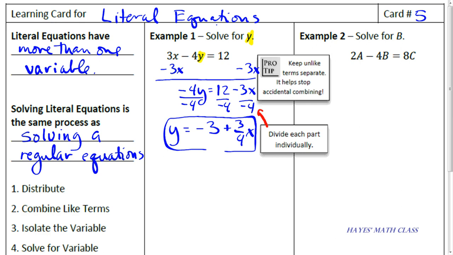Now, for example, number 2, same idea. We're solving for b. Now, this one's a little different because we have more than 2 variables here. So we're going to have more of that kind of filtering its way through. Again, subtract off the 2a from both sides. So again, notice I'm lining up the 2a here separate, so they're not lined up, so I don't accidentally combine them.